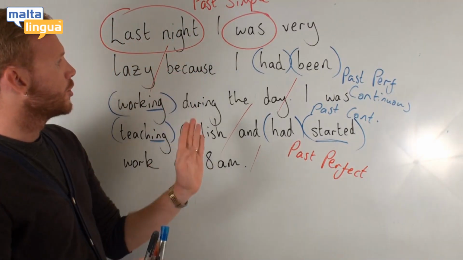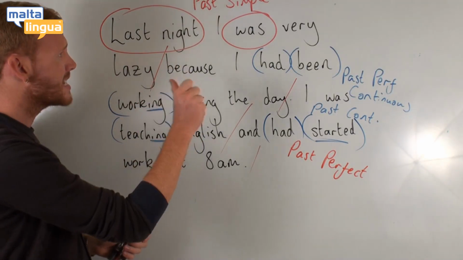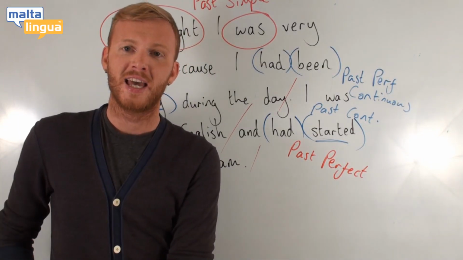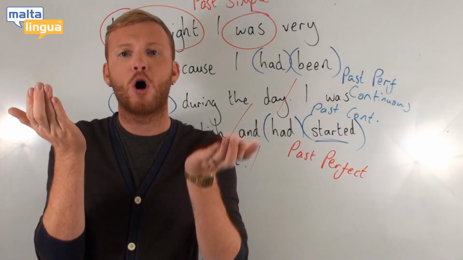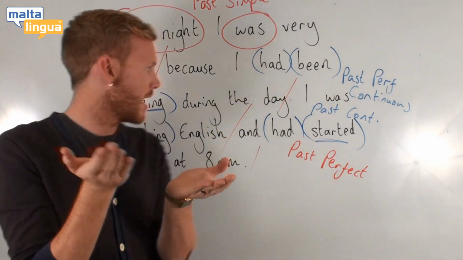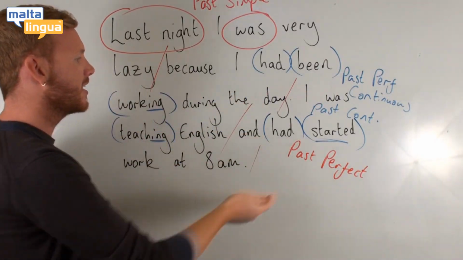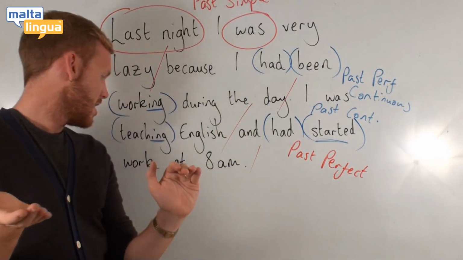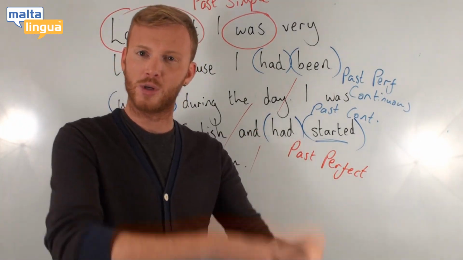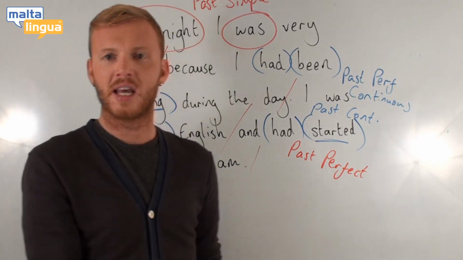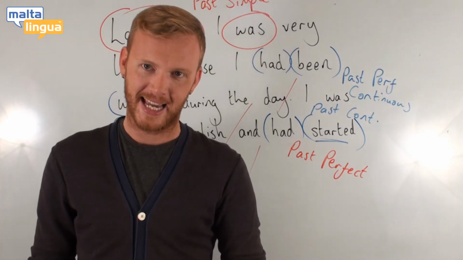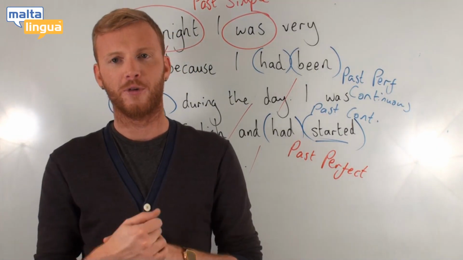I mean, let's look at my examples. Last night I was very lazy because I had been working during the day. I am using the past perfect continuous to complement the past simple action. Okay, it's like the two of them coming together there. And again, I was teaching English and had started work at 8 a.m. I'm not using the past perfect or the past perfect continuous as standalone tenses. I use them in complement with another one of the past tenses. That's a much more common way of doing it.